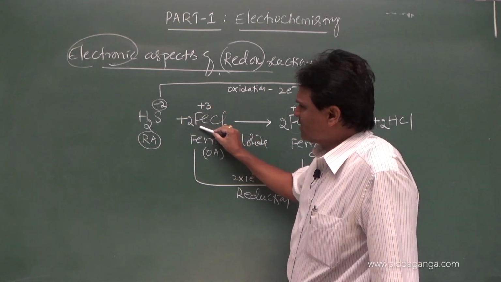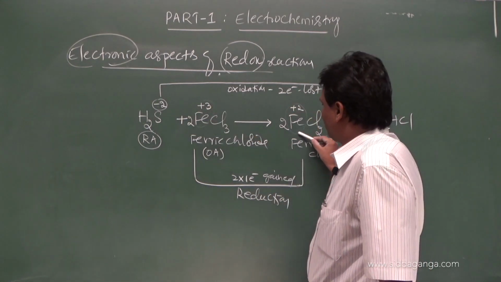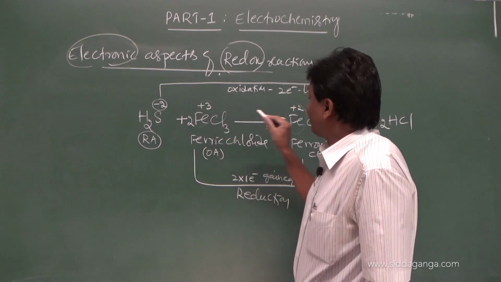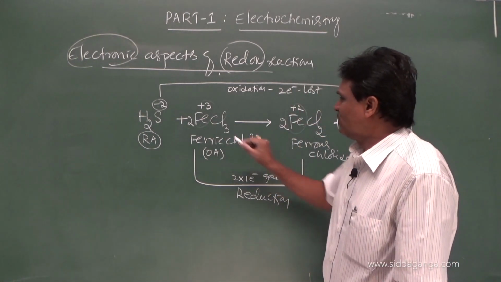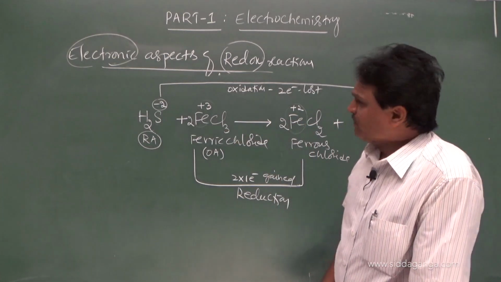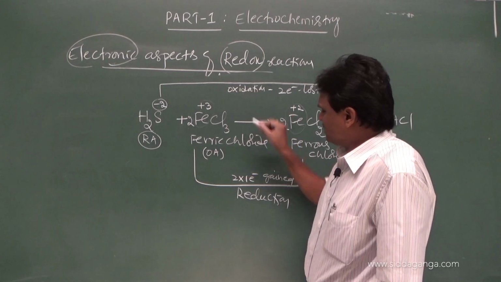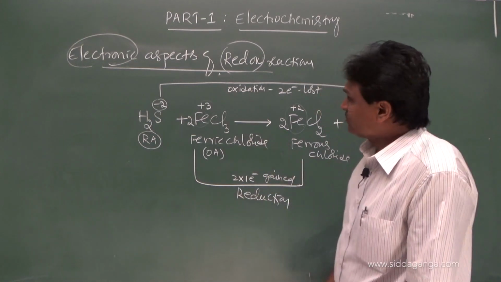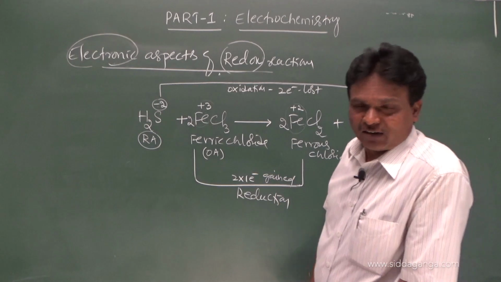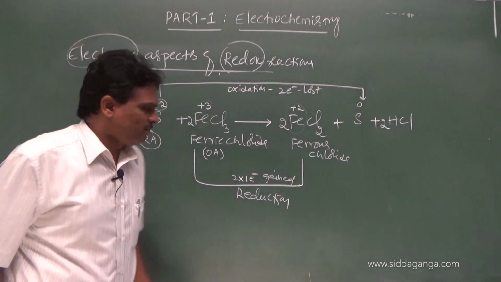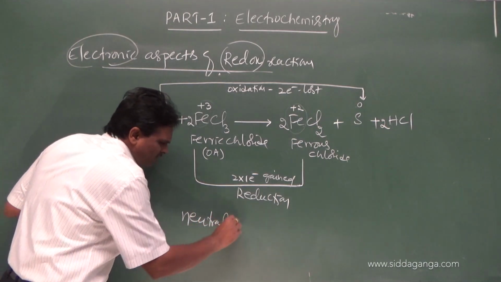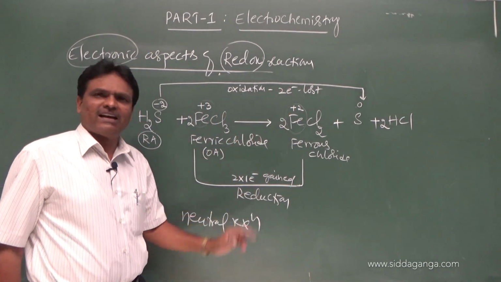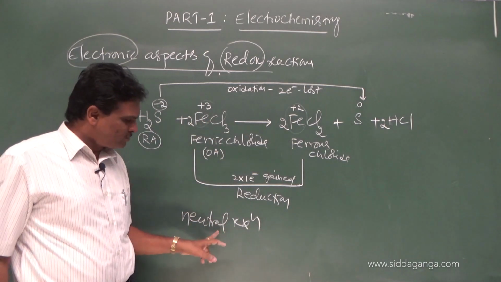Ferric means the oxidation number is higher, and ferrous means the oxidation number is lower. So ferric iron is converted into ferrous iron, or ferric chloride is reduced to ferrous chloride by gaining 2 electrons, because 2 moles are involved. Is that clear? So this reaction involves both oxidation and reduction. In the net balanced chemical reaction there is neither loss nor gain of electrons, so it is a neutral reaction. It is neutral because the total number of electrons lost is equal to the total number of electrons gained.